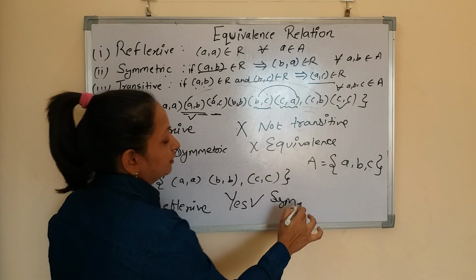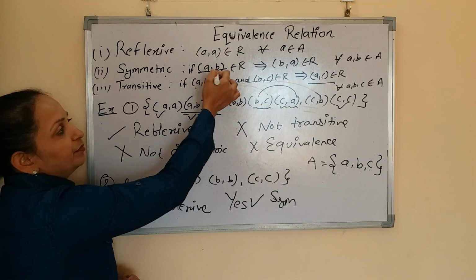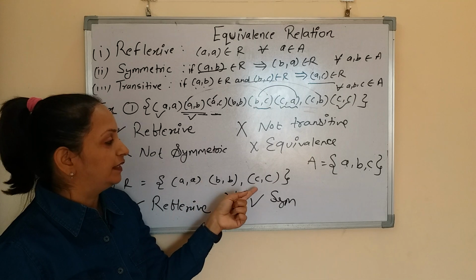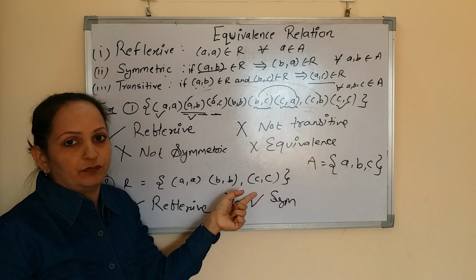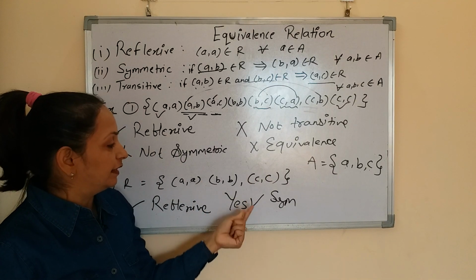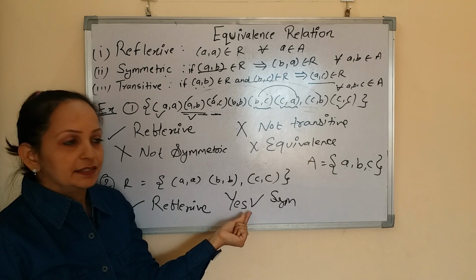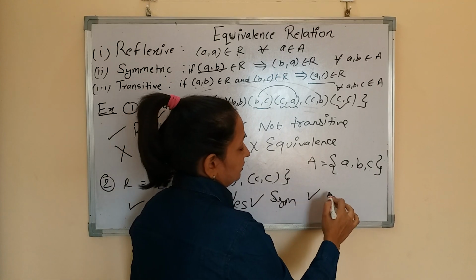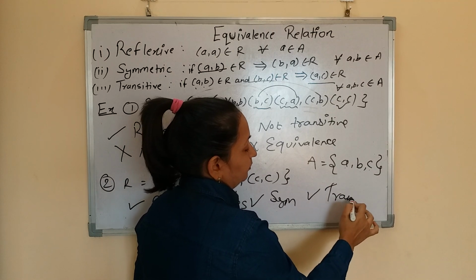Because the symmetric condition says if (a, b) belongs to R, then we have to look for (b, a), and here I don't get any (a, b), so I don't have to look for (b, a) also, and we can directly say that the relation is symmetric. And in the same way we can say that yes, the relation is transitive.